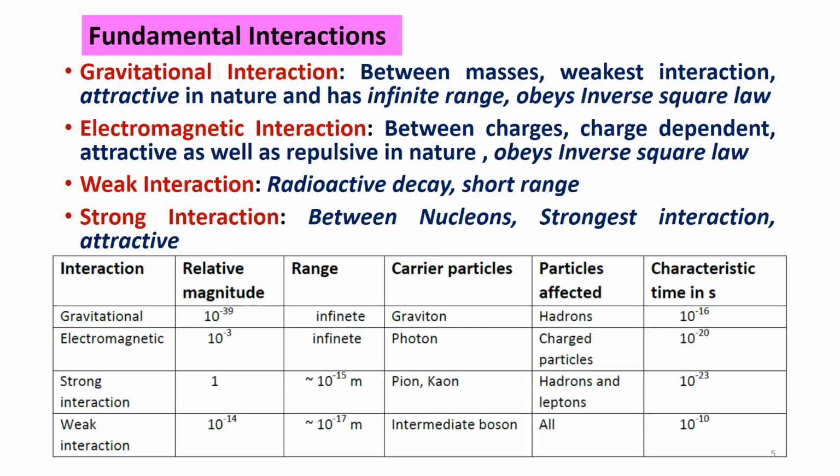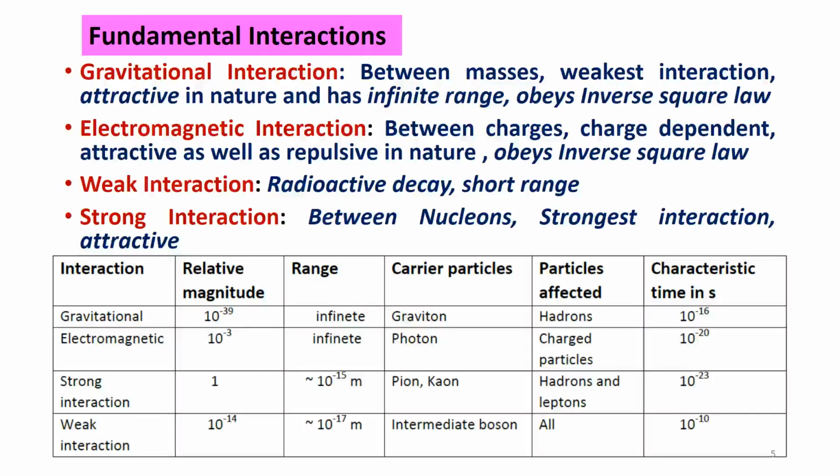The fundamental interactions in nature are classified into four groups. There are four types of fundamental interactions possible in nature. First is the gravitational interaction, second is the electromagnetic interaction, third is the weak interaction, and fourth is the strong interaction. Gravitational interaction is the interaction between two masses. It is the weakest interaction in nature. It is always attractive in nature and has an infinite range, and it obeys the inverse square law.